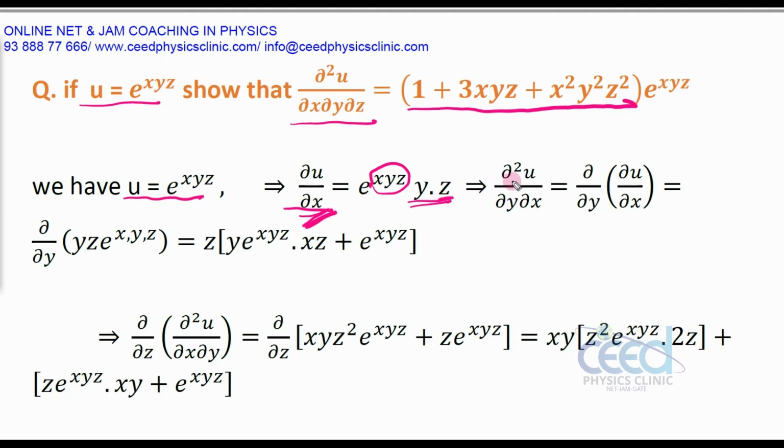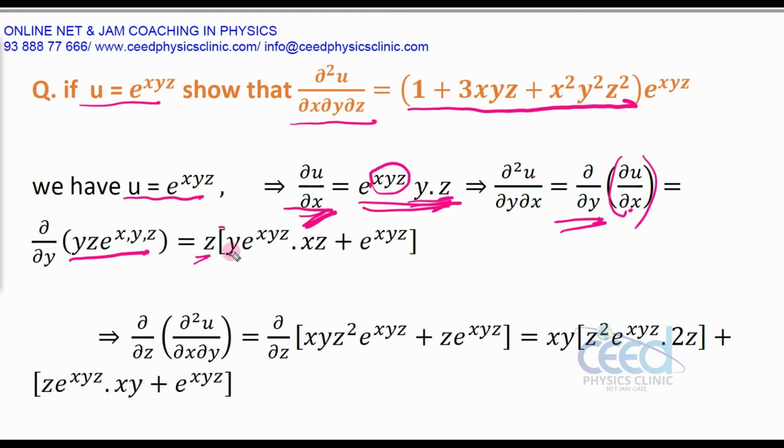Then I will get dou square u by dou y dou x, that is dou by dou y of dou u by dou x. Dou u by dou x we have already got, so I can substitute this value here. So that is dou by dou y of yz e raised to xyz. Now with respect to y, here z is a constant, so I am taking z out and the remaining I am doing using product rule.